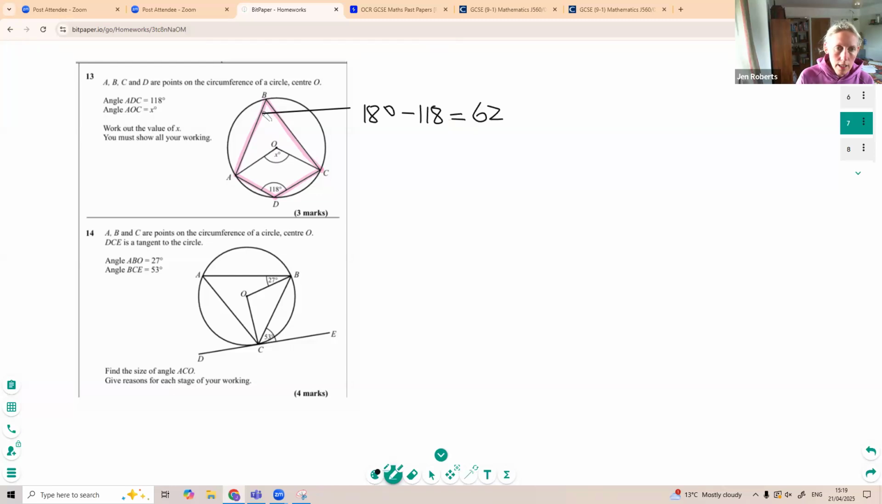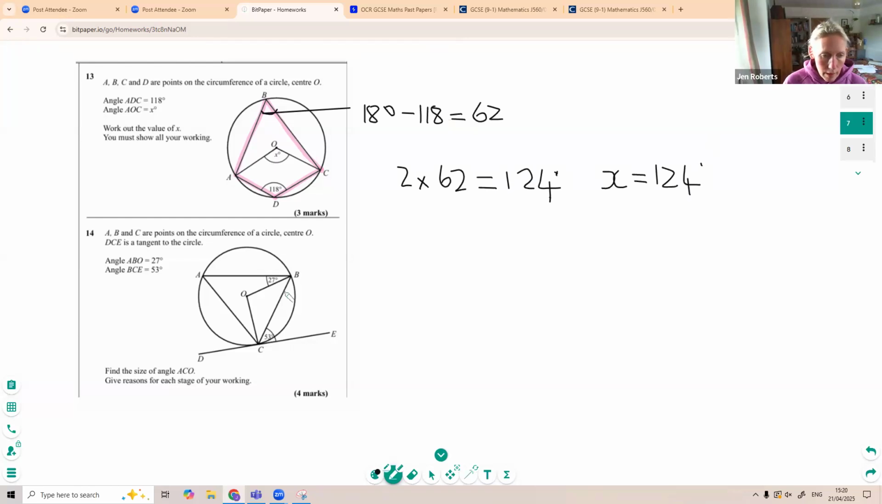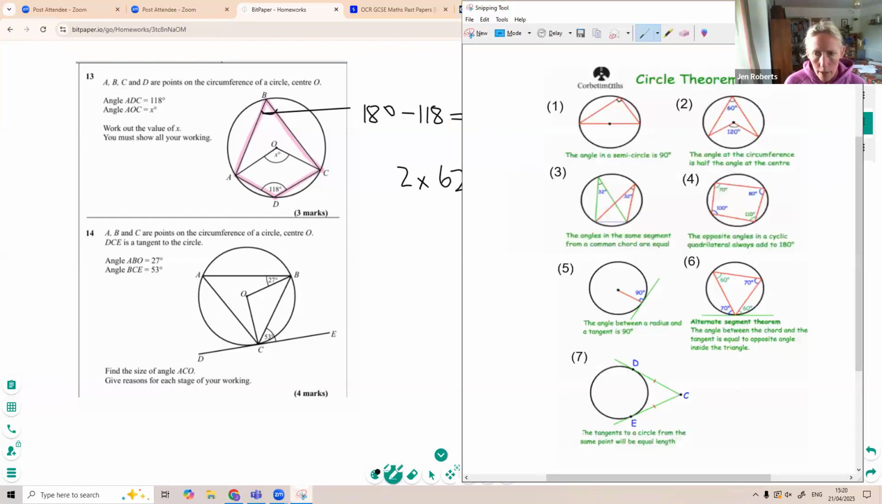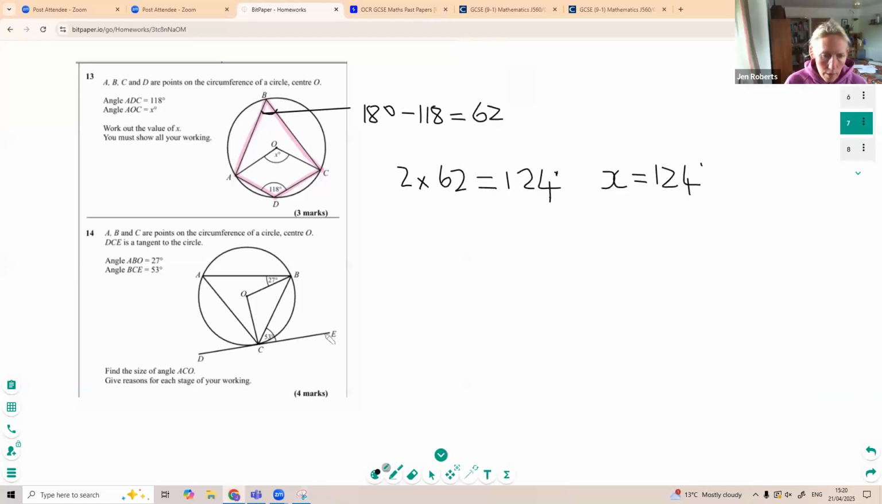And then angle at the centre, double the angle at the circumference: 124 degrees. Again, it looks like we've got the alternate segment theorem here, number 6. Got the tangent touching the triangle ABC. That's 53. The opposite angle is 53. This one here is 53.